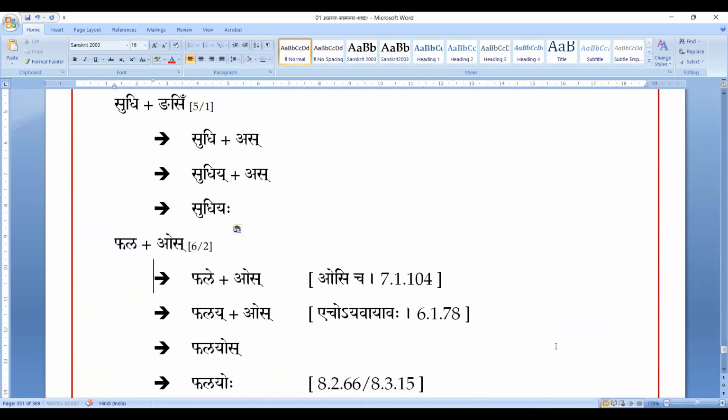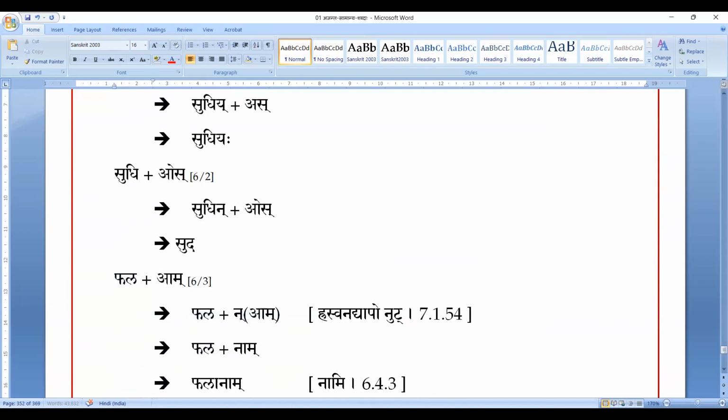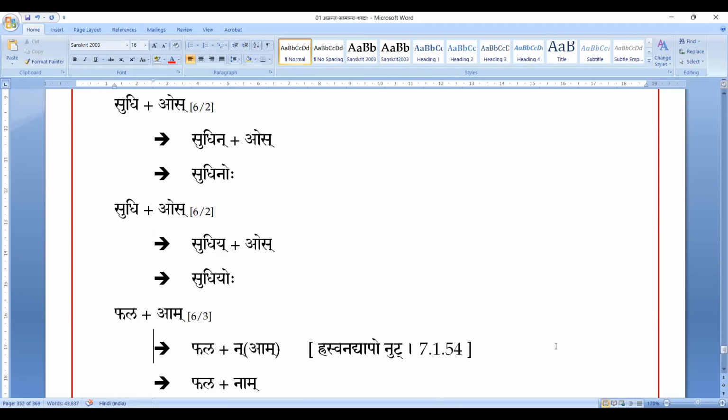What about 6-2? 6-2 we do as is, and that will be the same for 7-2 also. Sudhi plus O's. Napumsaka Pakshe. Sudhi plus Numagama comes, Sudinoho. So here you get the form Sudinoho. Pullinge. Sudhina. Sudiyoho. You get Yang Adesha, therefore Sudiyoho, right?